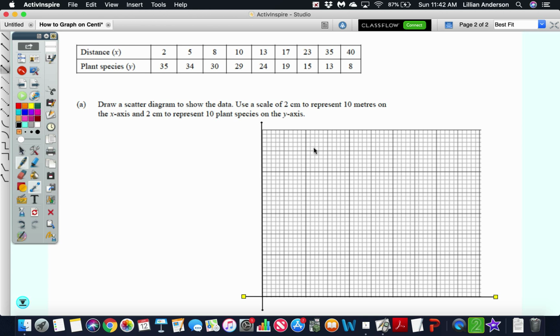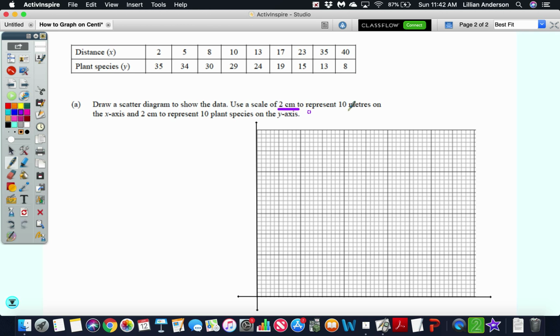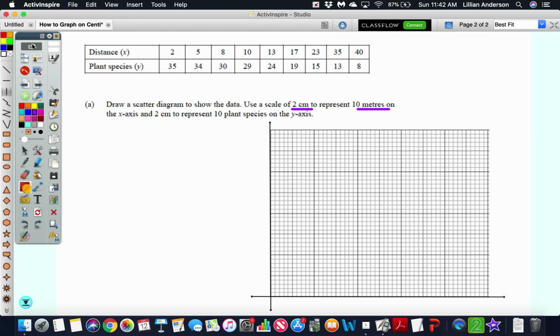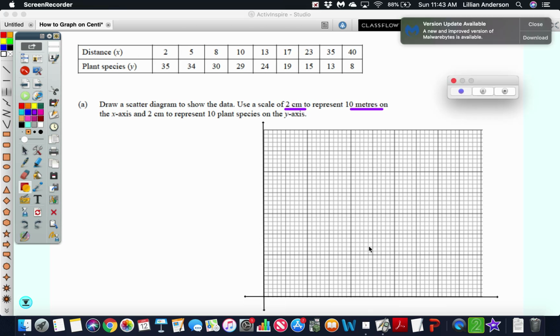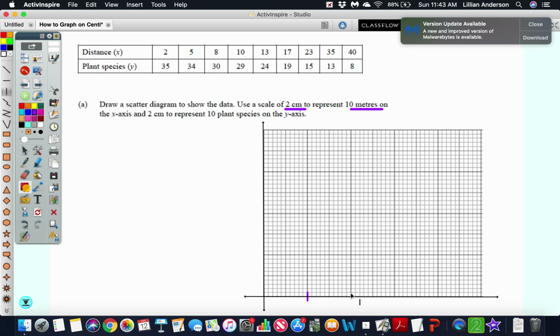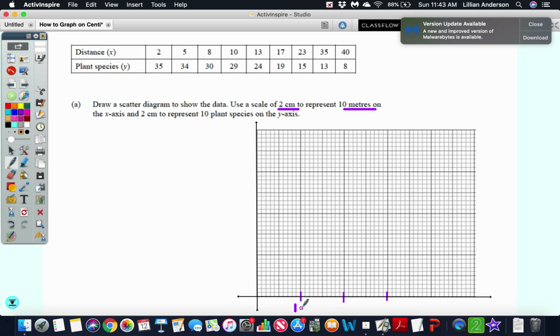And so then it says use a scale of 2 centimeters to represent 10 meters on the X axis. Well, remember, every 5 lines is 1 centimeter. So when they say 2 centimeters represents 10 meters, that means that every 2 centimeters is going to be 10 meters on your x-axis. So then this would be 10, this would be 20, and 30, and so on and so forth to cover whatever scale you need.